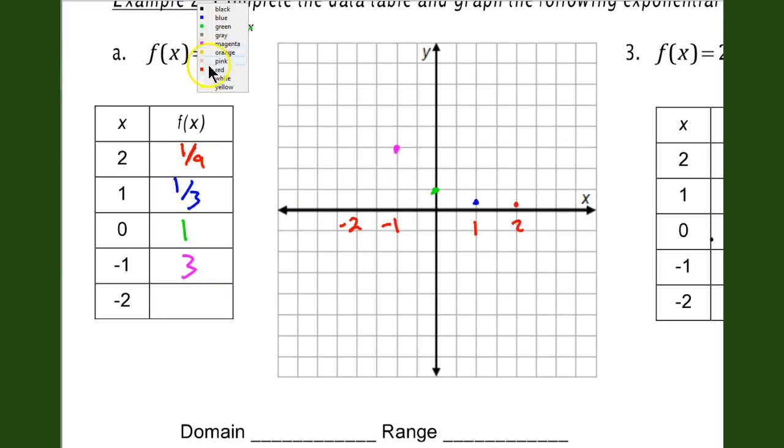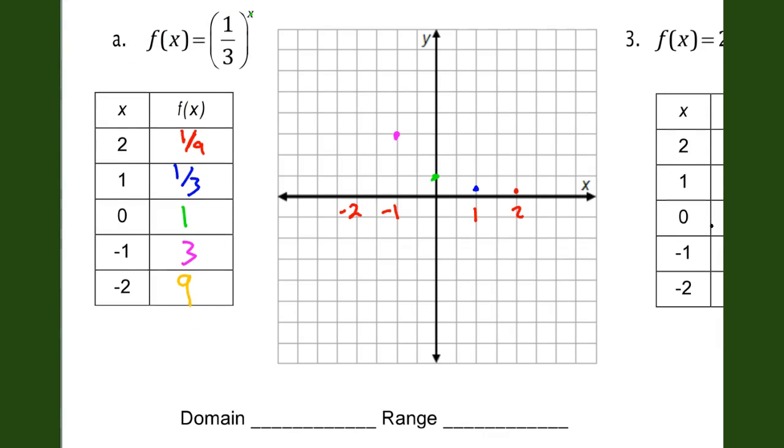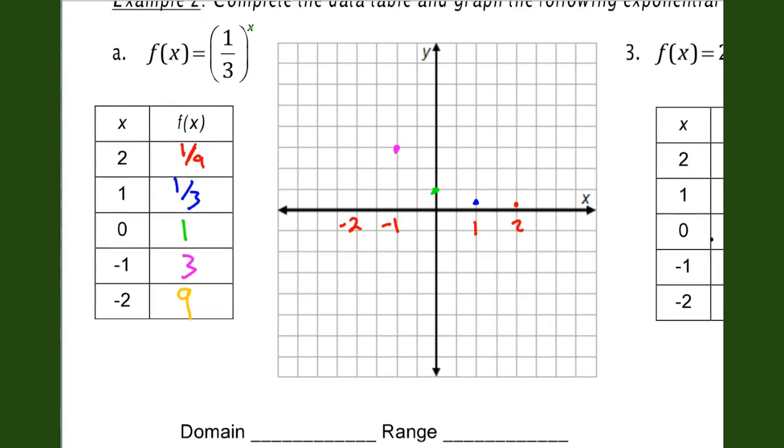And then let's go orange. Lastly, you can probably see a pattern now. What would to the -2 power be? Probably 9. Yeah, and you can always put these together. It's no coincidence that this is 1/3 and this is technically 3/1. So if this is 1/9, then this should be 9/1, which is 9, and so on.